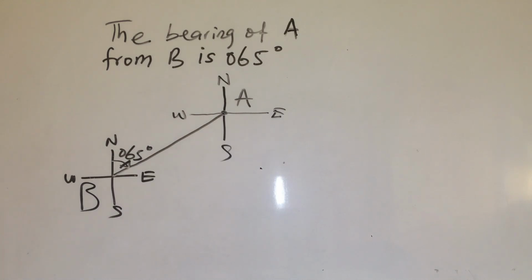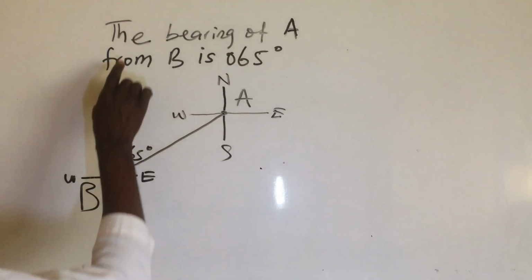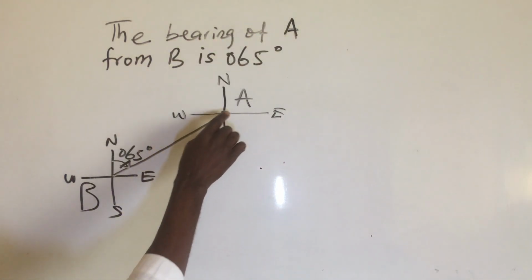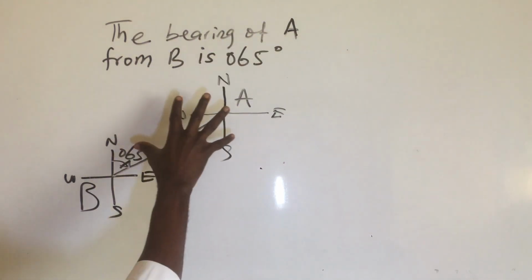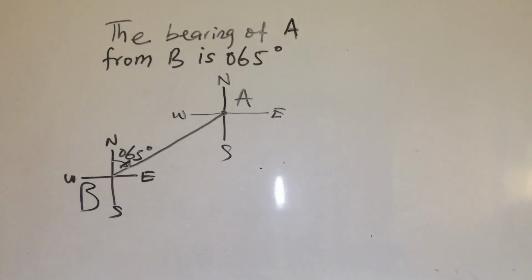Okay, so this is how to represent this anywhere you see that, all right? This is how to represent it in drawing. So the bearing of this A from B is this kind of drawing. That is what they expected us to do here, all right?